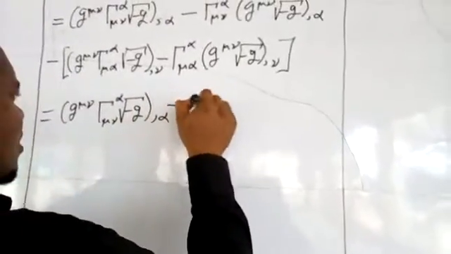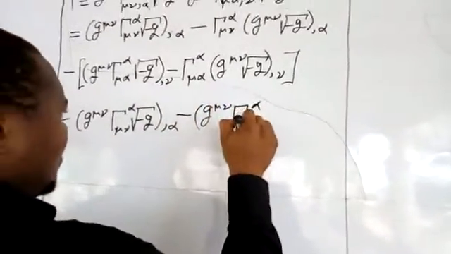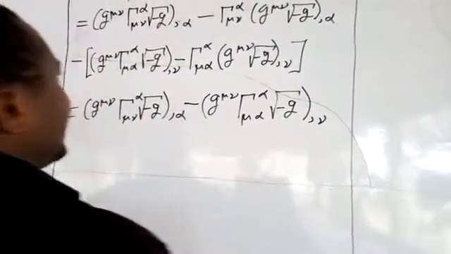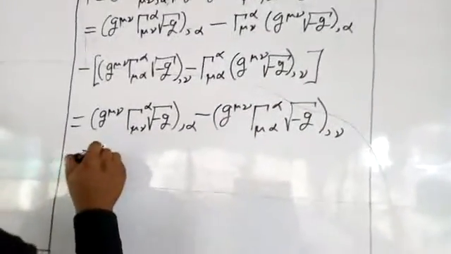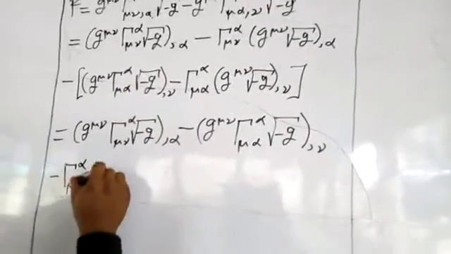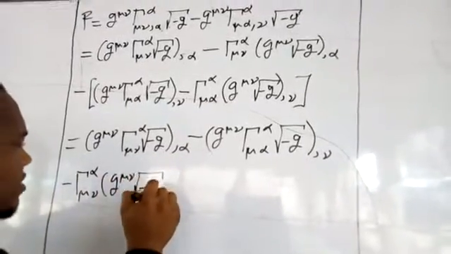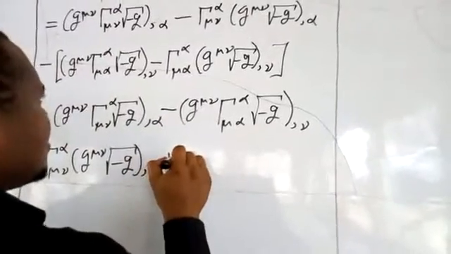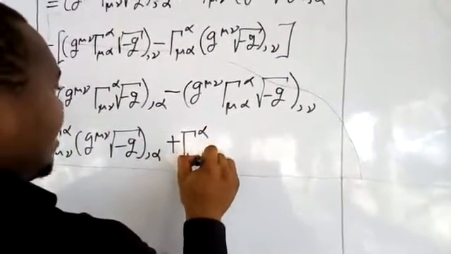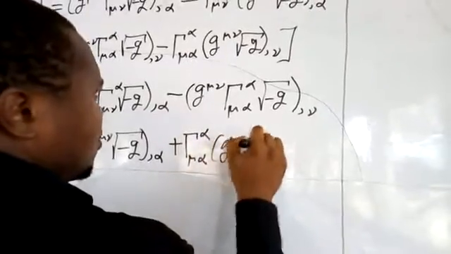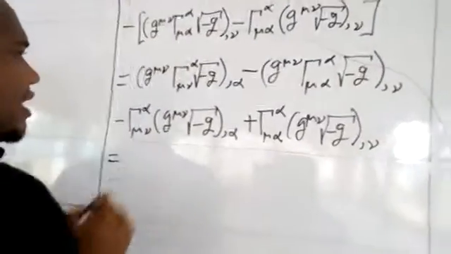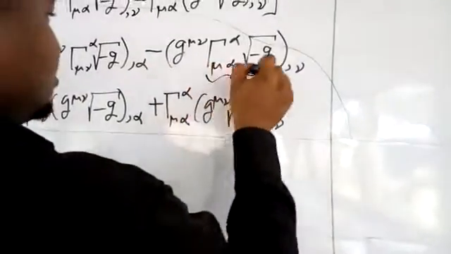So that will be minus of g^{μν} Γ^α_{μα}, the square root of minus g, comma ν. And then finally I'm left with, on the other hand, minus Γ^α_{μν} g^{μν}, square root of minus g, and then comma α here. But then I have here a plus of Γ^α_{μα} g^{μν}, square root of minus g, comma ν. And let's say I'm able to write this, and at this point in time, I guess, yes, I can make an interchange here.